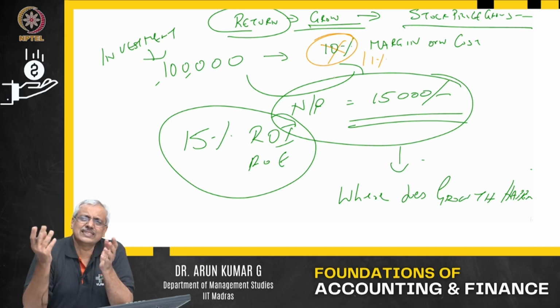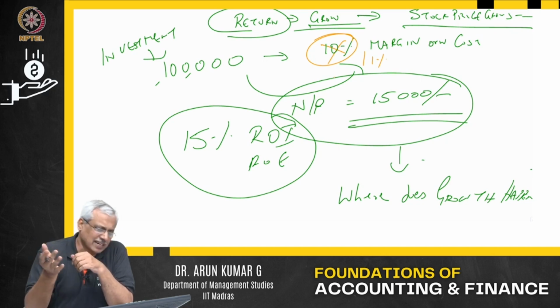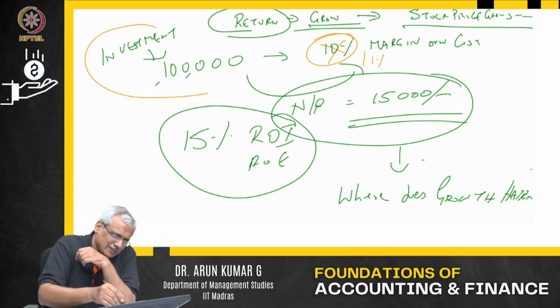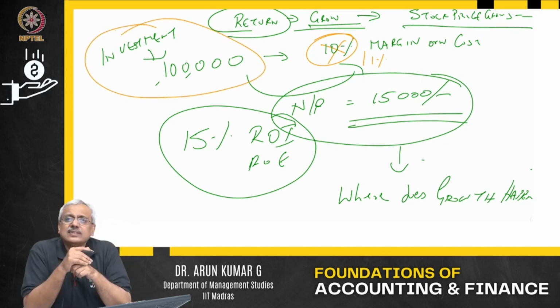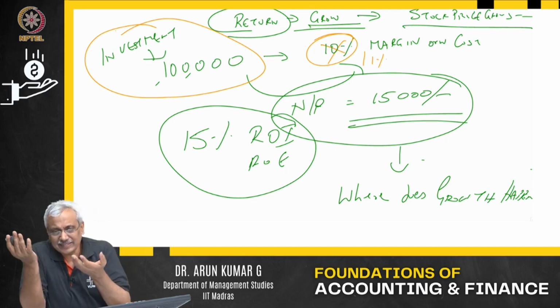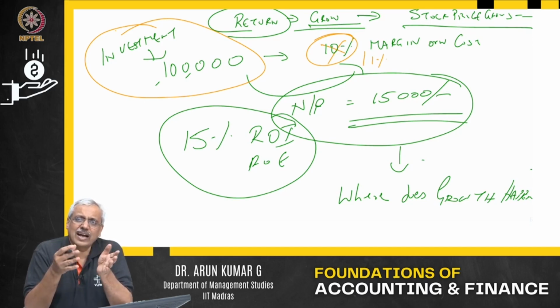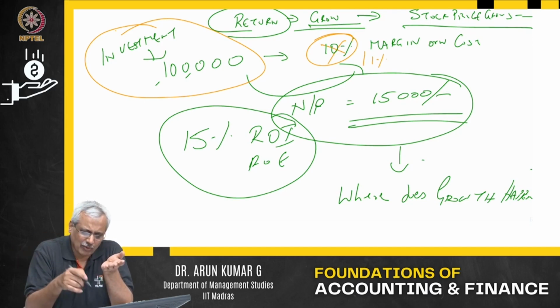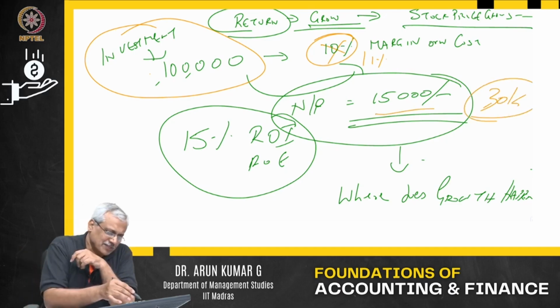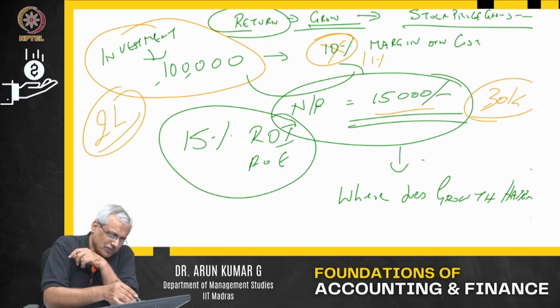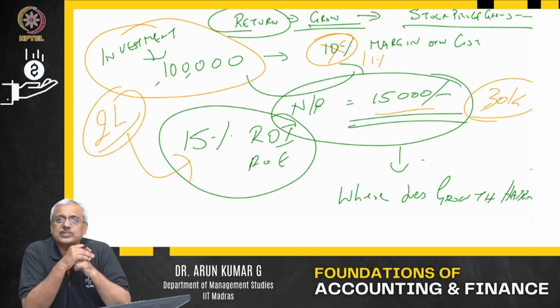So very simple, increase the capacity. If I increase the capacity, then what happens? My investment also has to increase. If my investment is going to increase, then naturally, yes, I don't deny that. Then I'll say, instead of one machine, I'll put two machines, so I'll make exactly double. Then my 15,000 becomes 30,000. My investment instead of 1 lakh becomes 2 lakhs. So the return is the same 15%. It doesn't change.